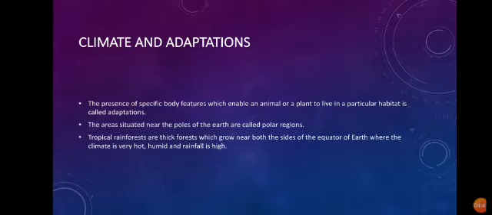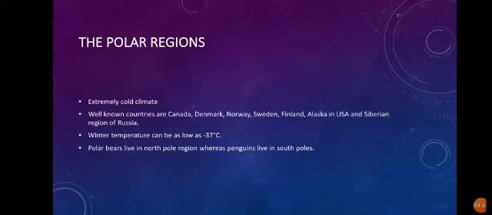Next we are moving on to the polar regions. These polar regions of the earth have an extremely cold climate. That is the main feature of this region. Now, what are the well known countries that come under the polar region? The well known countries are Canada, then Denmark, Iceland, Norway, Sweden, Finland, Alaska of USA, and the Siberian region of Russia. All these countries belong to the North Polar region, which is also known as the Arctic region.